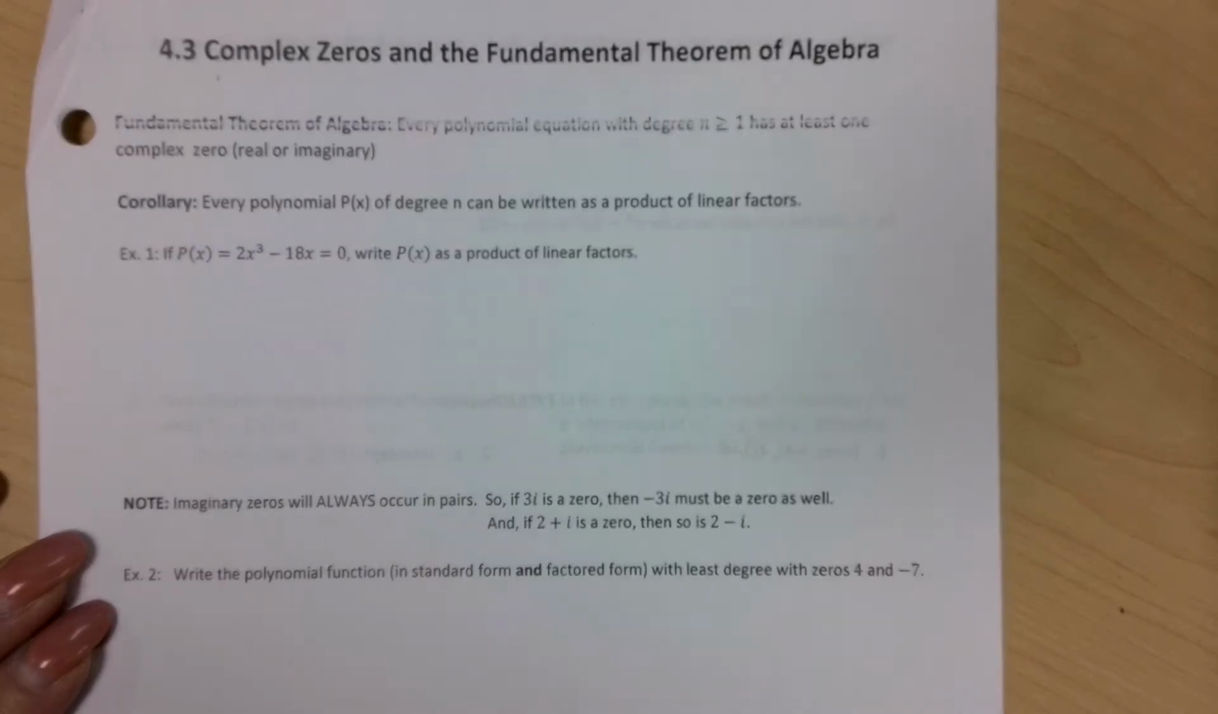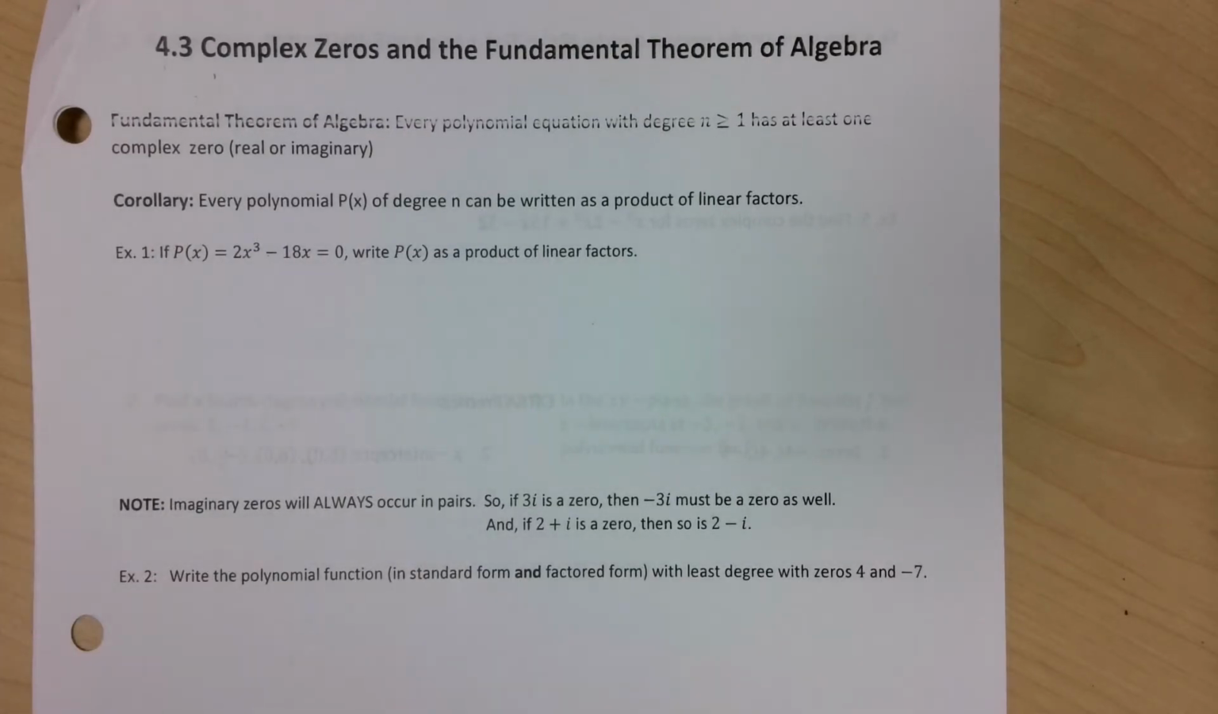Today we're going to talk about section 4.3, which basically deals with complex zeros and the fundamental theorem of algebra. You already know that the degree of the polynomial determines how many solutions there are. Well, a polynomial can have real zeros and it can have imaginary zeros. You learned about imaginary numbers in Algebra 2.